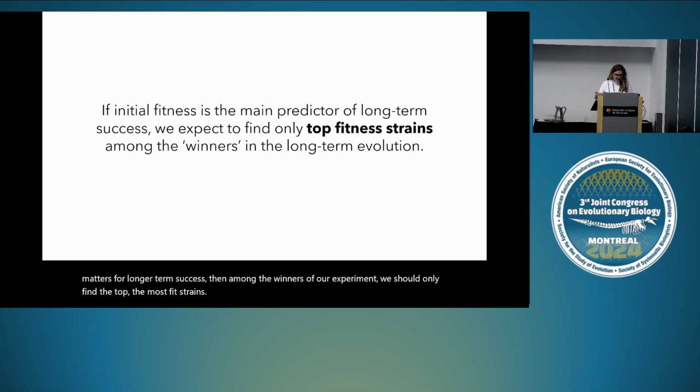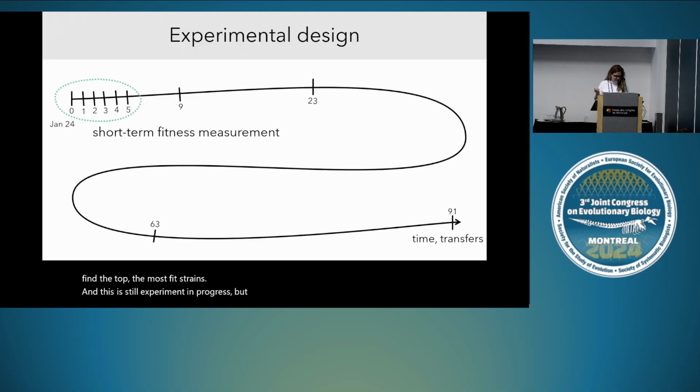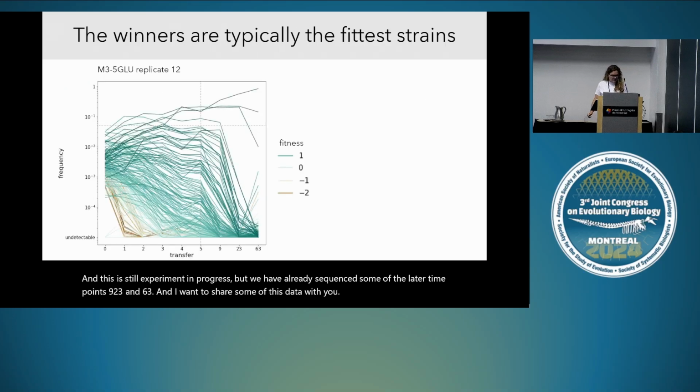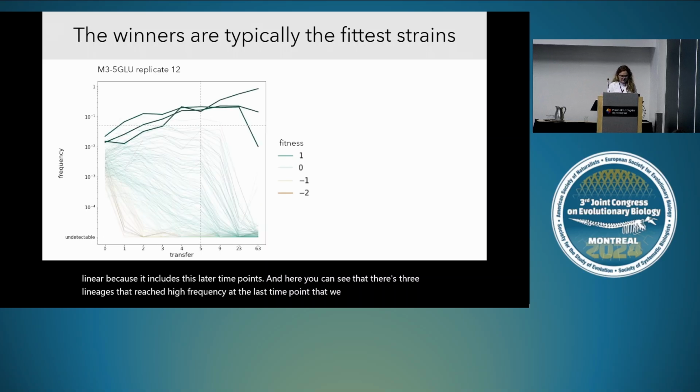And you know, this is still an experiment in progress, but we have already sequenced some of the later time points, 9, 23, and 63, and I want to share some of this data with you. So here is extended data for one of our replicates in one of our media. Now the x-axis is not linear because it includes these later time points. And here you can see that there are 3 lineages that reached high frequency at the last time point that we sequenced. And we can look at these lineages more closely. It seems like they were doing pretty well in the beginning. They're doing pretty well in the end. So it seems a pretty expected result based on our initial fitness values.